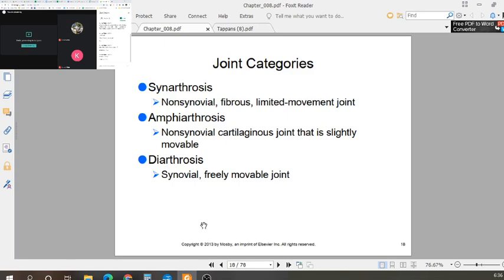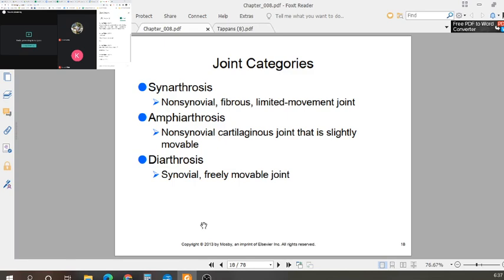Gomphosis has peg and hole. That would be like our teeth. Okay, so again, there's not much movement at all. It's not supposed to be. We're going to talk about what they're made for, not what happens throughout the choices. Okay.